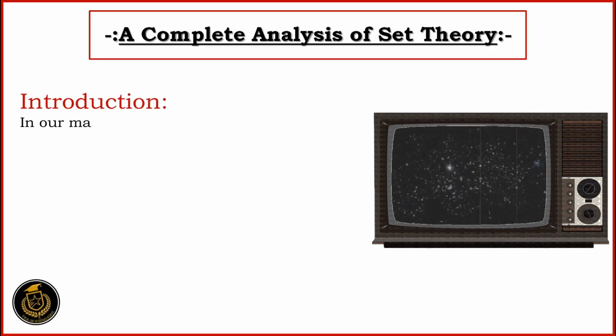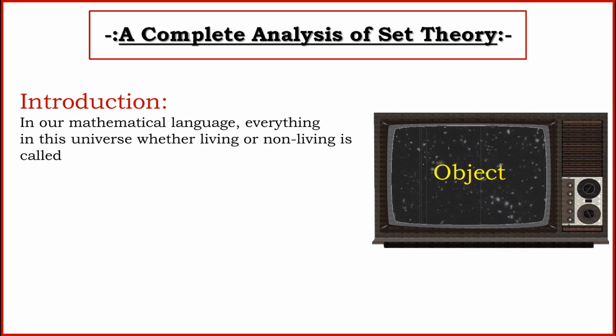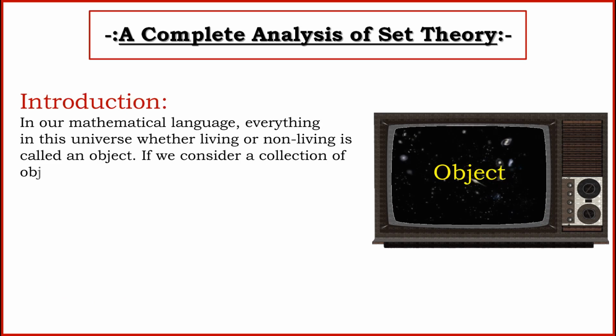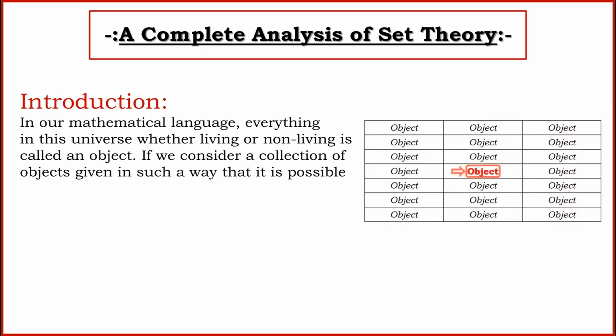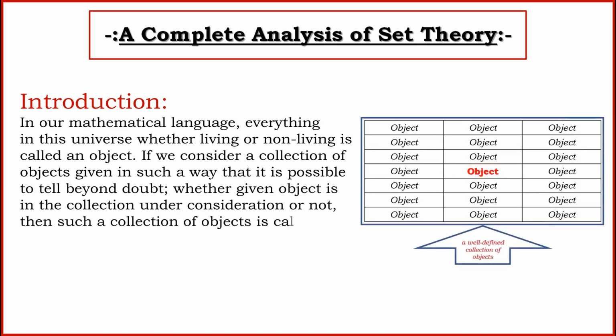In our mathematical language, everything in this universe, whether living or non-living, is called an object. If we consider a collection of objects given in such a way that it is possible to tell beyond doubt whether a given object is in the collection under consideration or not, then such a collection of objects is called a well-defined collection of objects.